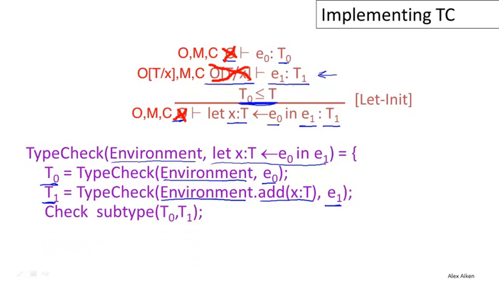Now we have to check that T0 is a subtype of T, so that's a call to some function that implements the subtyping relationship. And if that check passes, well, then we're done, and we can return the type T1. And there's a little mistake here on the slide. There shouldn't be a semicolon there. So we just return T1 as the type of the entire expression.